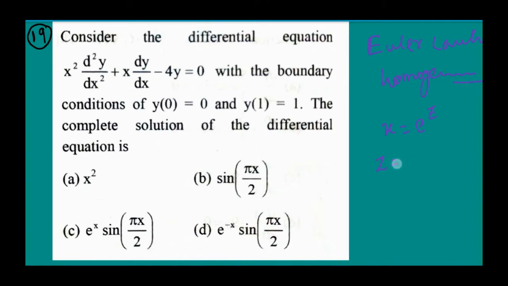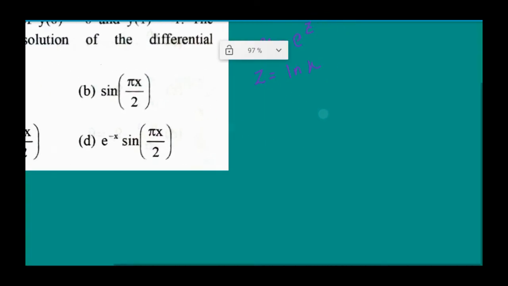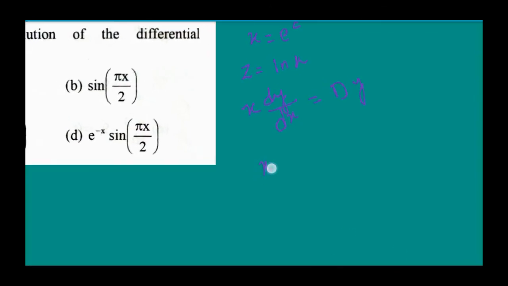So z will be ln x, and if we differentiate it and write in operator form, x dy by dx is equal to the differential operator D of y, and x square d square y by dx square will be D into D minus 1 of y.